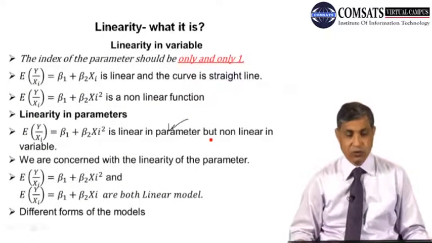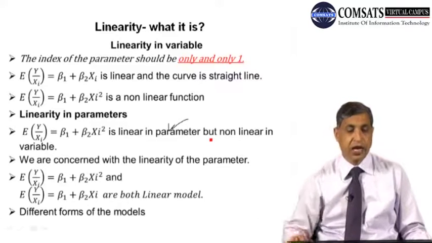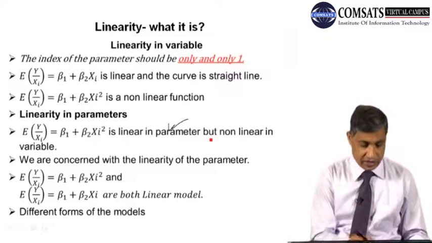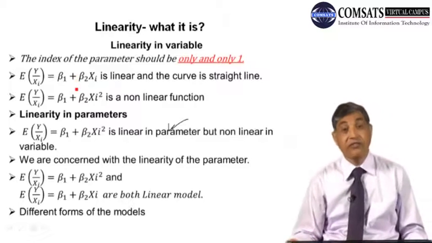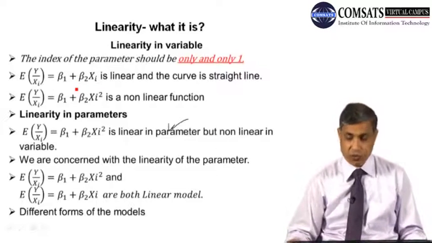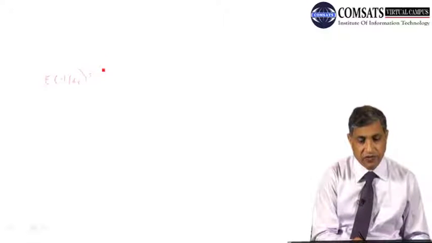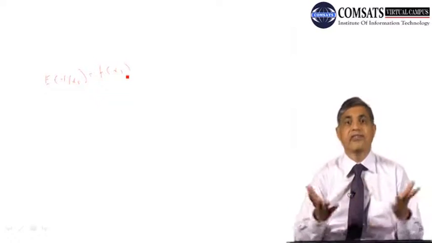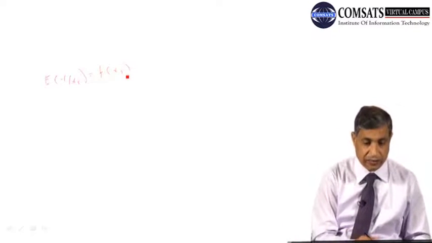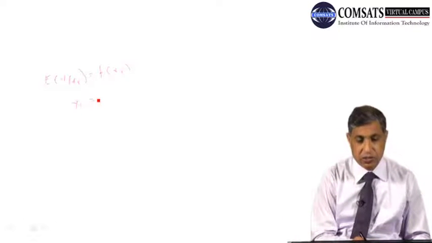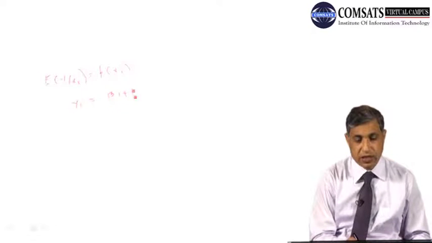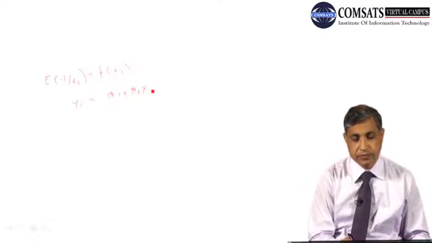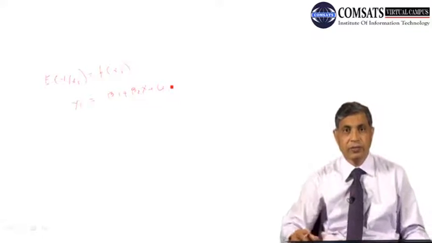Next, we will talk about linearity, what it is. Our expected value of y given xi is now a function of xi, so we should know how the xi variable is generated. If I simply write that yi is based on beta 1 plus beta 2 x plus ui, I will be talking about that.